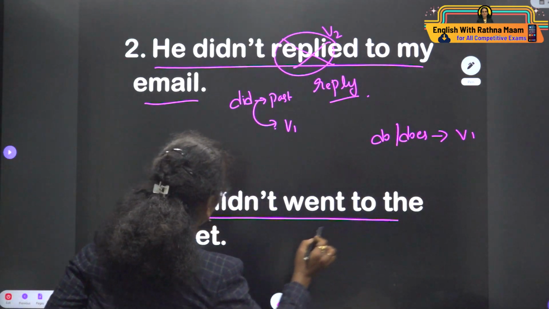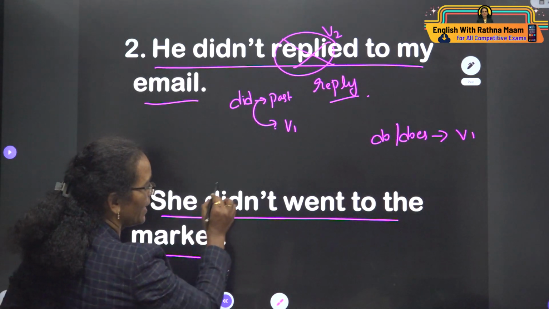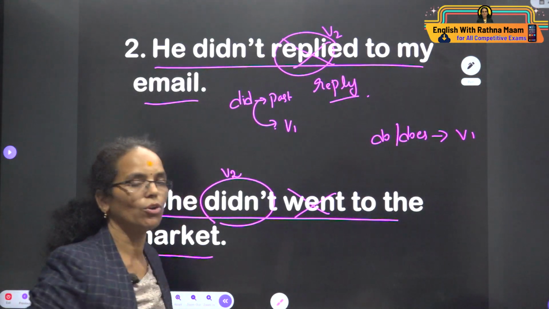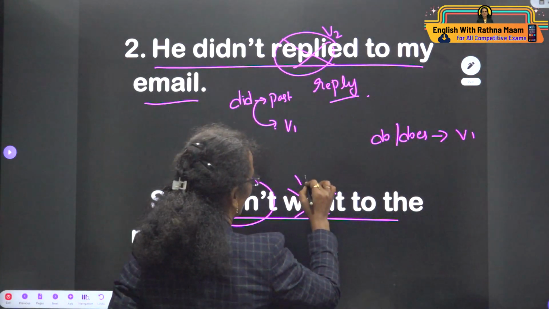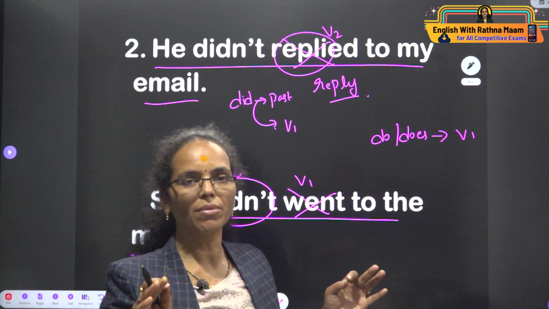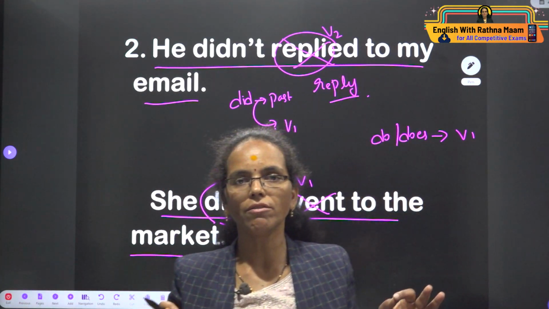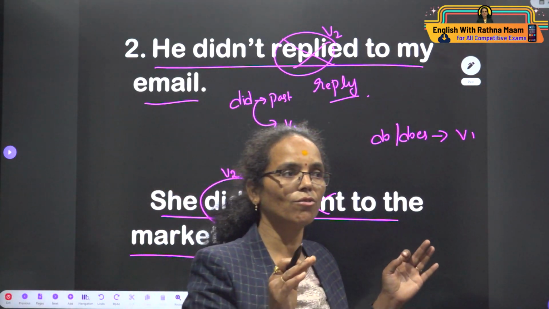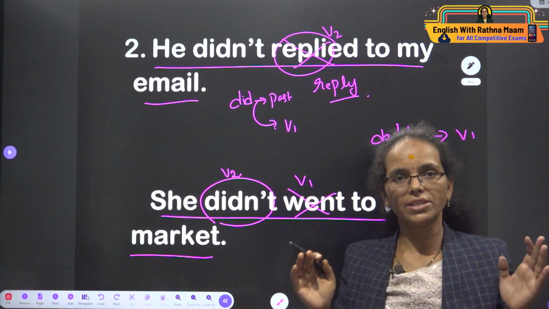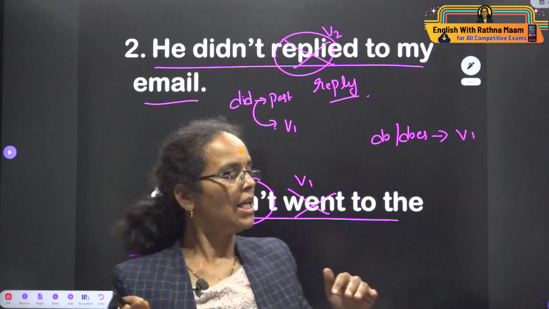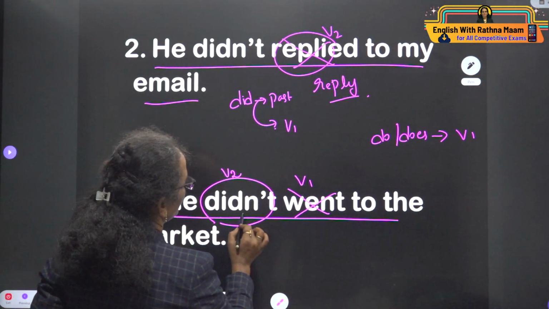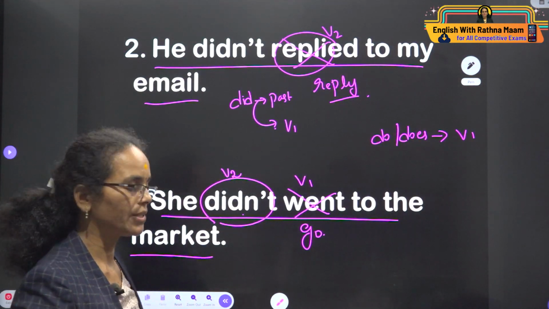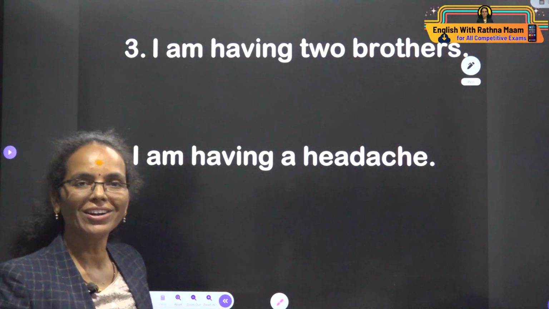She did not went to the market. Did is already in the past tense. It is in the V2 form. It should be followed by the V1 form only. Just keep one thing in mind: do, does, did are always followed by a V1 form, wherever it may be and whatever the subject it is preceded with. Right? So, she did not go to the market. Move on to the next question.